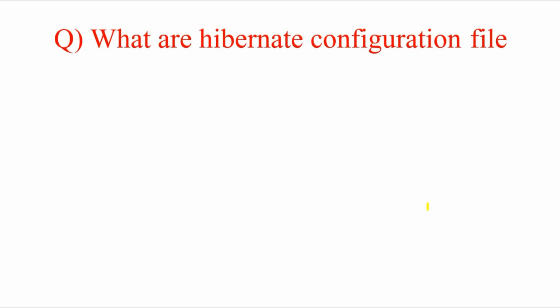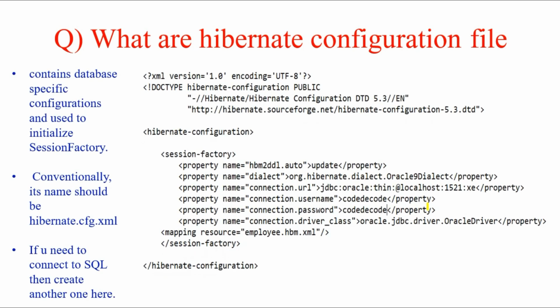Let's move on to the next question. The fourth question, a very important one, is: what is the Hibernate configuration file? The Hibernate configuration file looks like this. Why do you need it? Because somewhere you have to put your database properties, like what is the database and what is the driver.